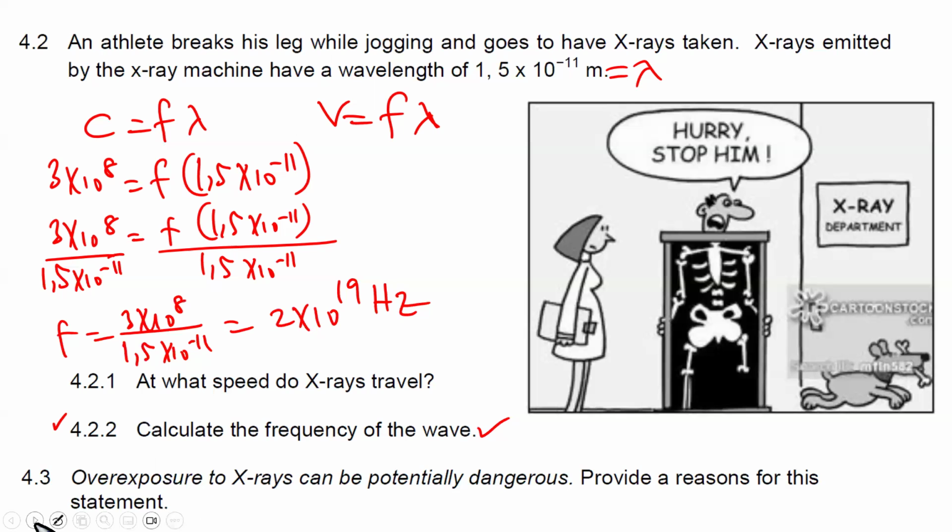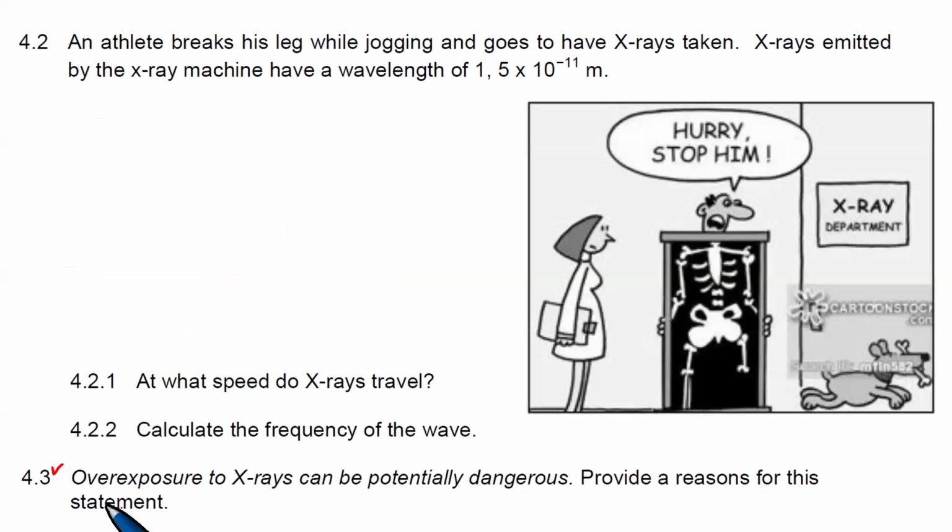Right, so in 4.3 right now, we continue to then say, overexposure to X-rays can be potentially dangerous. Provide reasons for this statement. So there's a typo here. It should not be provide reasons, it should be provide a reason for this statement. Obviously at this point, overexposure to X-rays can be dangerous. Why? Why are X-rays dangerous?